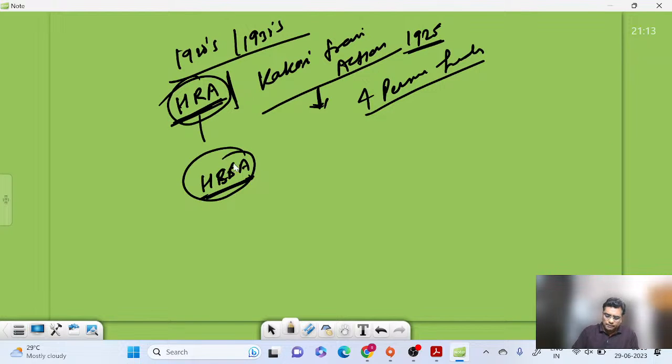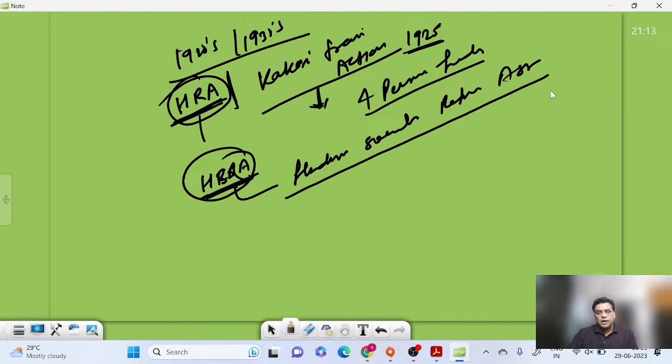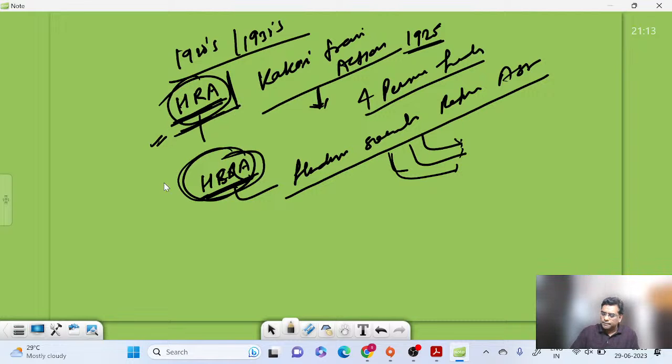HSRA, that is Hindustan Socialist Republican Association, with Bhagat Singh, Chandrasekhar Azad, Bhagwati Charan Bohra. Take the name of all important revolutionaries, those who were not associated with HRA. Now they are very active in HSRA.